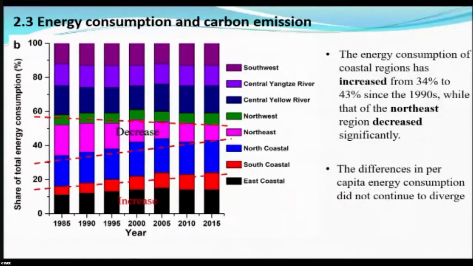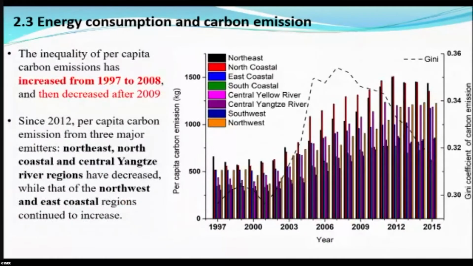So we think it is very important when you implement the SDGs to look at different regions, especially for energy consumption. That's a very big shift. For example, in the 1980s, the major consumer was in the northeast part of China, which was a heavy industry base in the past. And nowadays, it has all transferred to the coastal regions. That's a very interesting result. We also show some of the inequality in per capita carbon emissions. That has also increased, in different regions as well.